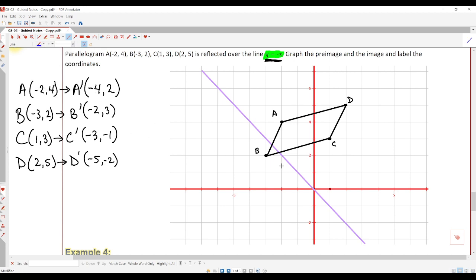So here we go. A prime, -4, 2. Sorry, -4, 2. -2, 3. That's B prime. C prime, -3, -1. And -5, -2 for D prime.